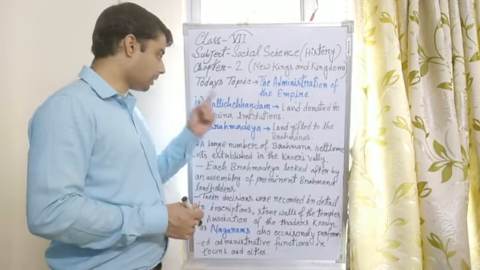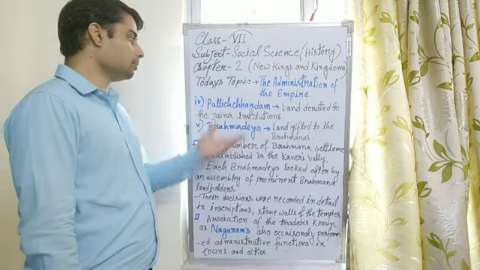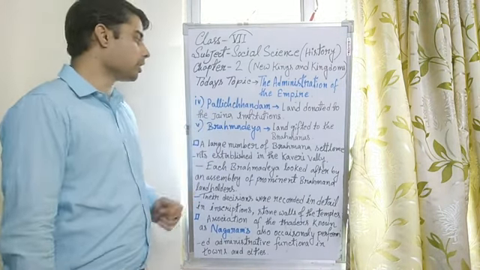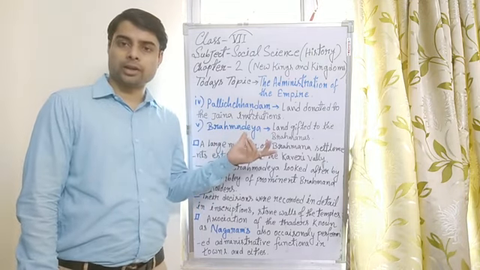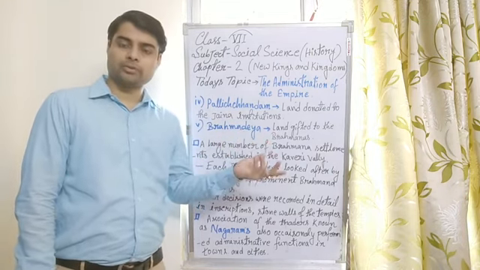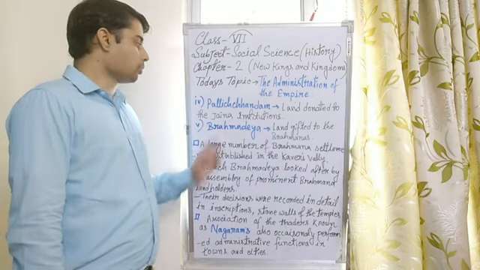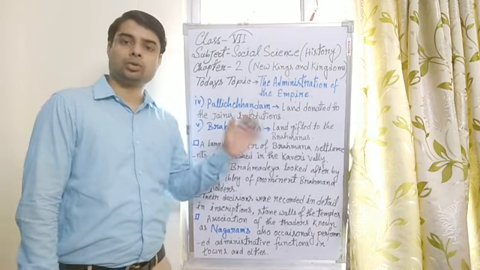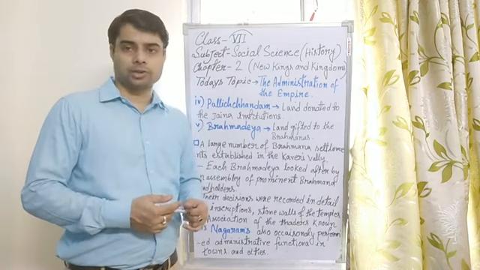The next type of land is Pallichanadam. Pallichanadam is land donated to the Jaina institutions. Jainism was already famous, you know, from Chandragupta Maurya. So at that time also they donated some land to the Jaina monks and their institutions for their religious and cultural practices.